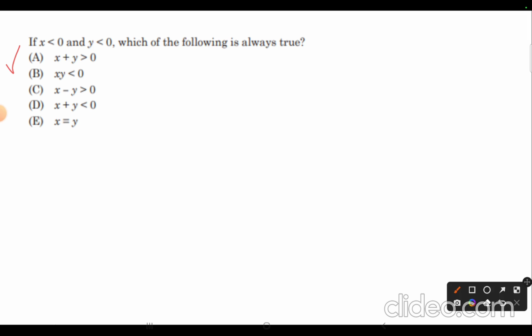If x is less than 0 and y is less than 0, which of the following is always true? So we have x something negative, let's say -3, and y, let's say -1, it's also negative. We know that when we add two negative numbers, we will have something negative. It's not greater than 0. Let me show you. -3 plus -1, it means we subtract, and we have a negative number. Always negative.